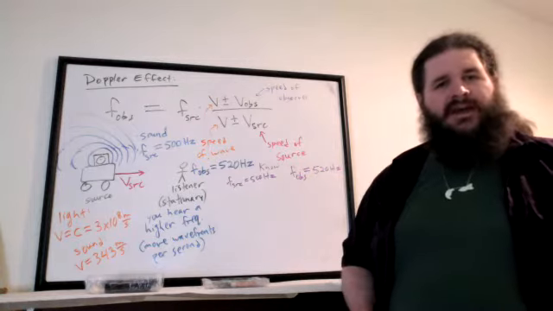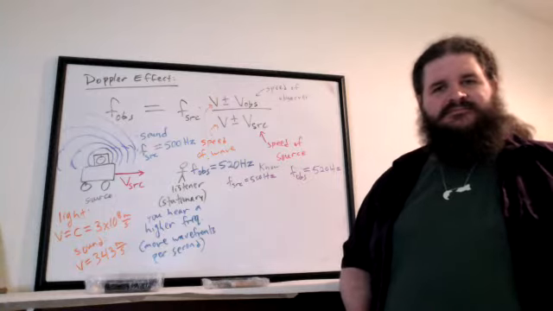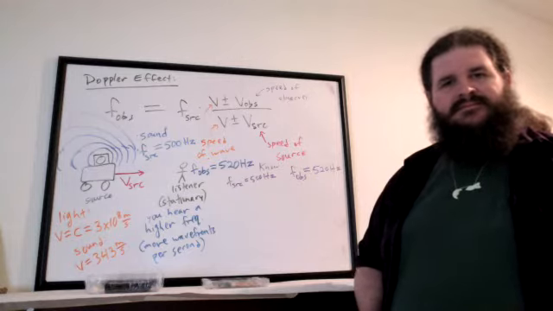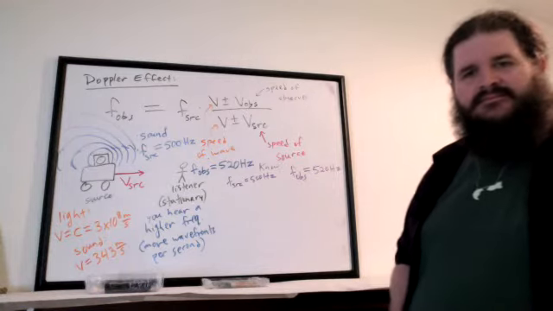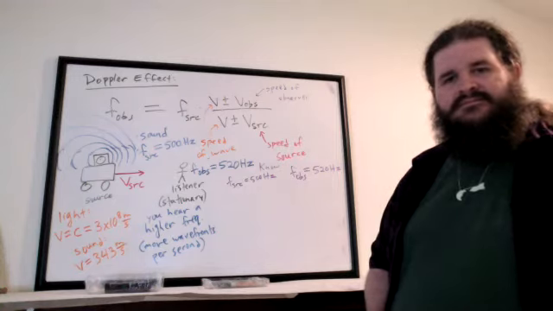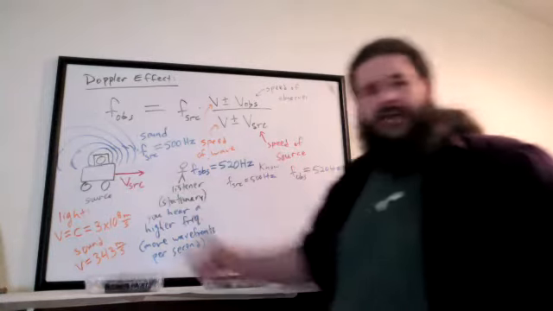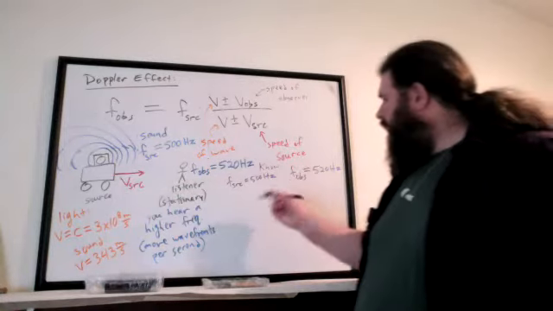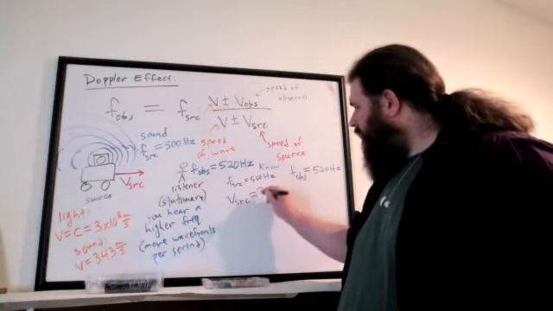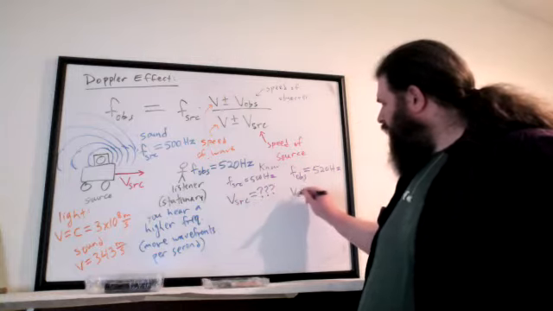What don't we know here? What's the missing information? The velocity of the source. Yeah, we don't know the speed of the source. We don't know how fast the speaker mobile is moving. So that's going to be our unknown that hopefully we'll be able to solve for. Do we know the speed of the observer?